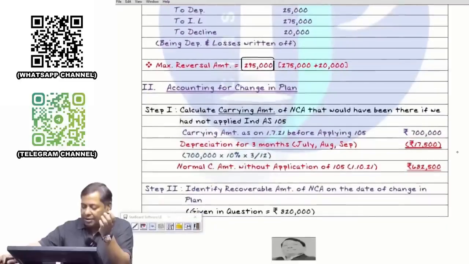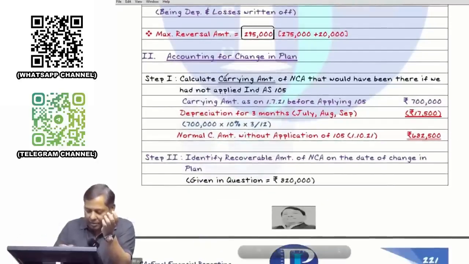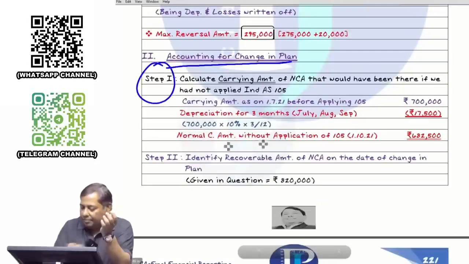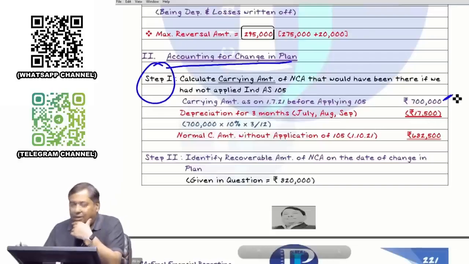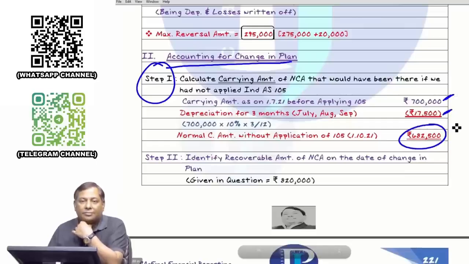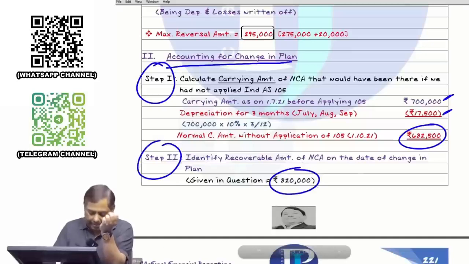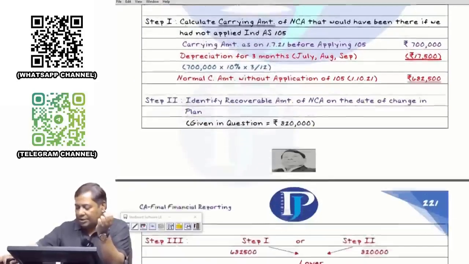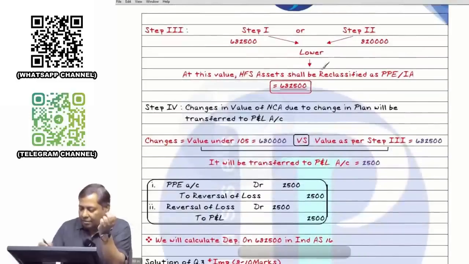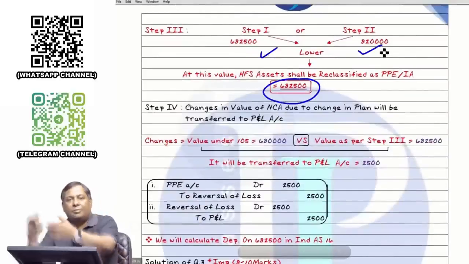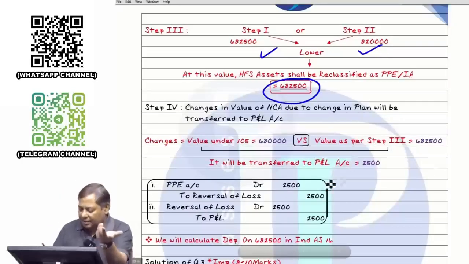Look what's happening in change in plan. It's accounting for change in plan, first step. If your asset was worth 7 lakhs, after depreciation it would have been 682,500. Then the recoverable amount in step 2 is 820. We checked whichever is lower in step 3. 682,500 is lower, okay? You can get 680 for 682,500. Reversal is 2,500. Entries are passed. Okay?